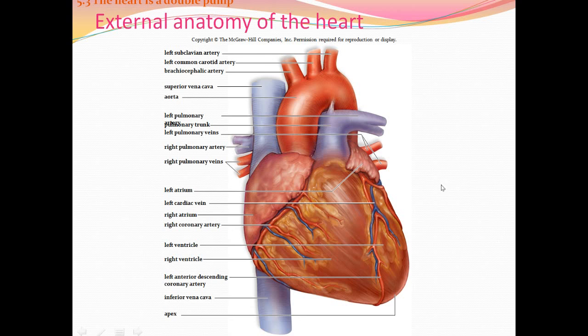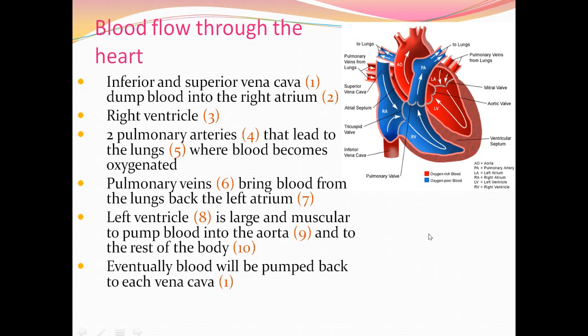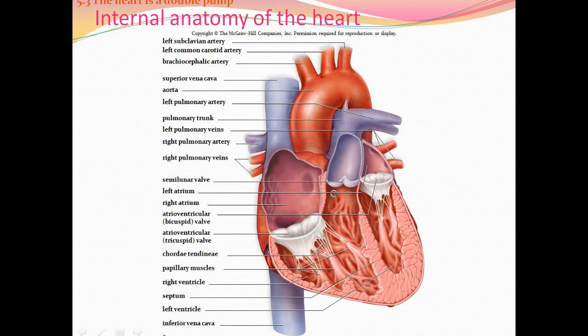The 2 top chambers are called the atria; each one is an atrium. This is the right atrium, and this is the left atrium. They receive blood that's coming back towards the heart. The 2 bottom chambers are called the ventricles, and they pump blood. They're pumping chambers. It's easier to see them on this picture.